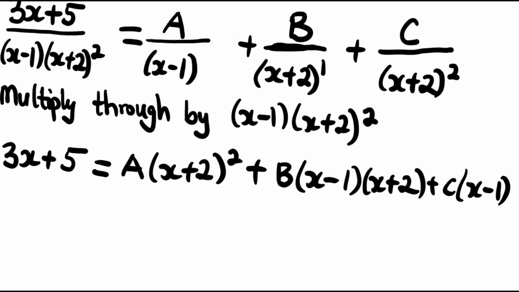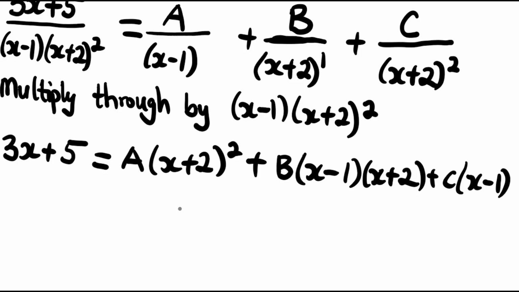Okay, so we have been using the cover-up rule so far, but right now let's use the expansion method. First, let's expand this and group like terms. I'm going to shift this equal sign over here a bit, a into bracket. If you expand this square, you're going to have x squared plus 4x plus 4.